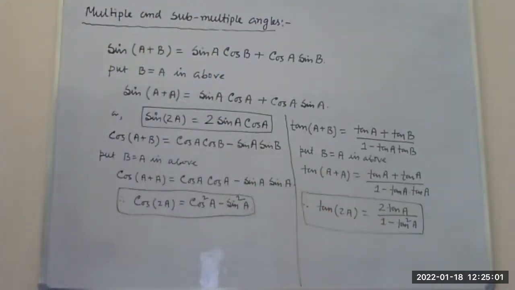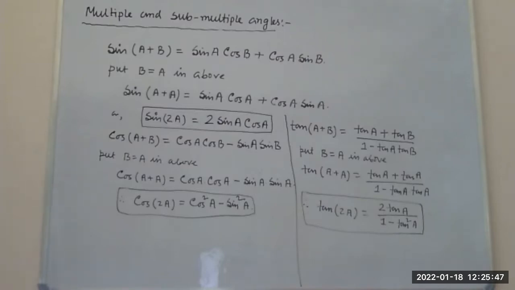This is the formula of tan 2A. Tan 2A means 2 tan A by 1 minus tan square A. Is this understood? Why is it called the multiple angle? As here the multiplier is 2, so it is called the multiple angle. So sin 2A equal to 2 sin A cos A, cos 2A equal to cos square A minus sin square A, tan 2A equal to 2 tan A by 1 minus tan square A. These are the formulas of multiple angle. Here the multiplier is 2. Is it understood? How is the multiple angle coming?